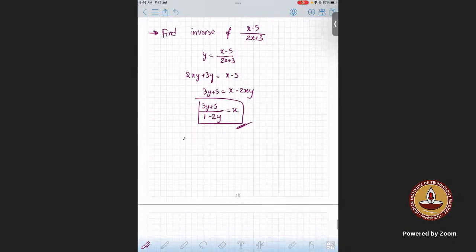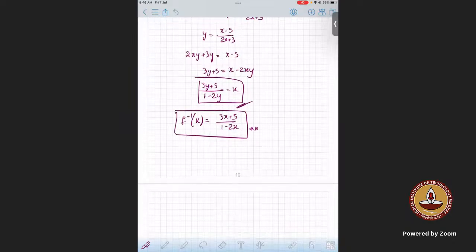So if someone asks, f inverse of x is equal to (3x+5)/(1-2x). Yes, this is the inverse of that function. Okay, sir. Okay, clear? Okay, sir, clear. Any other doubts?